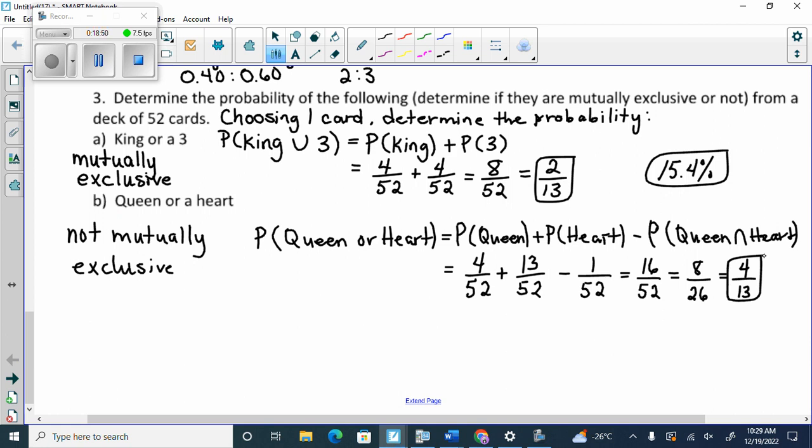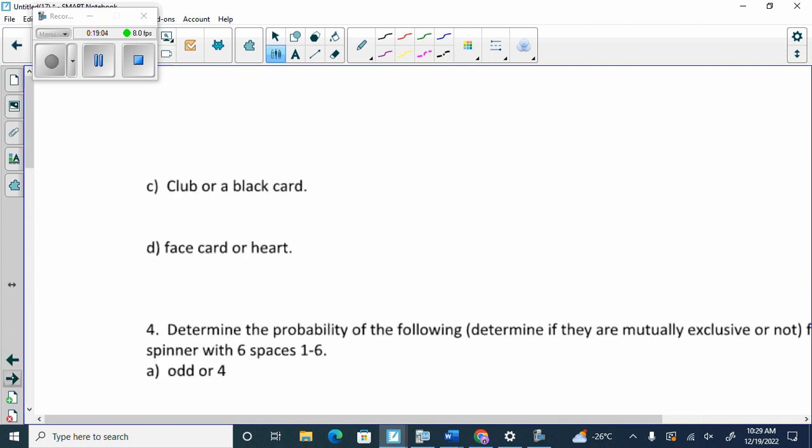Okay, we're flipping to the second page. Okay, so we have a club or a black card. Mutually exclusive or not mutually exclusive? Not. And we only have to state mutually exclusive or not when it has the word or. So not mutually exclusive.